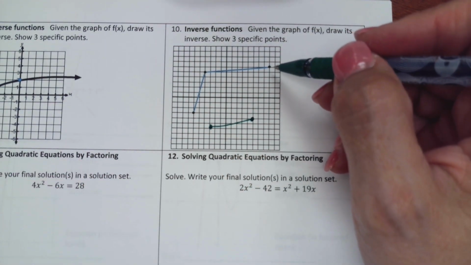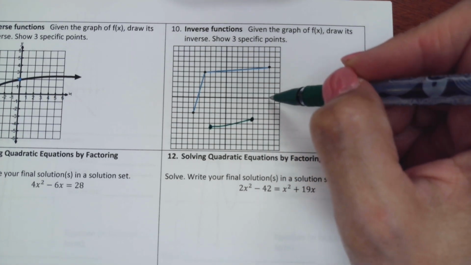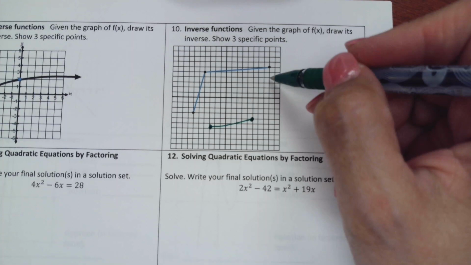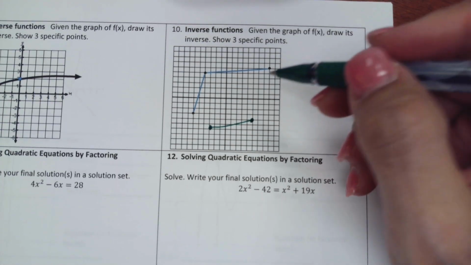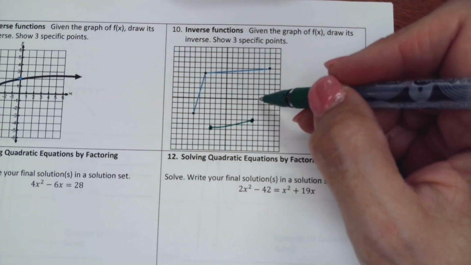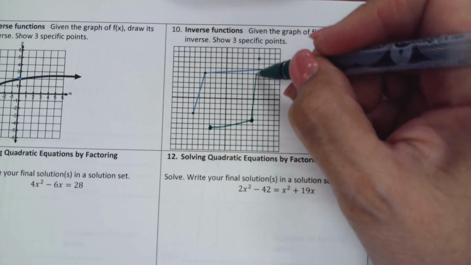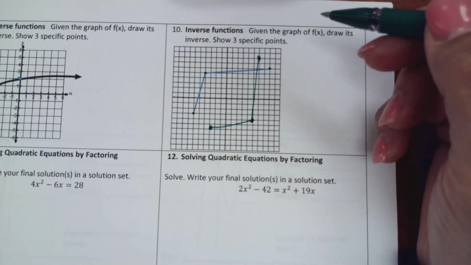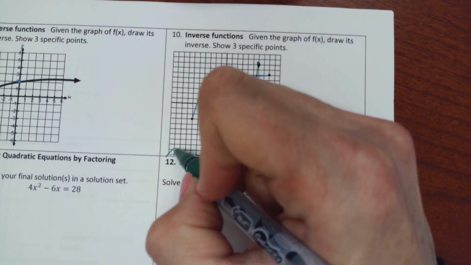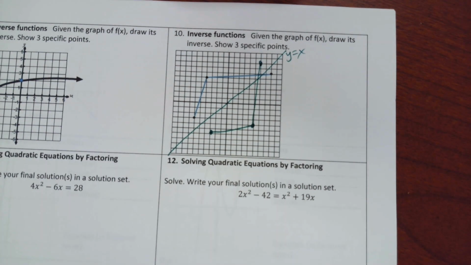And this last one, (8, 6) will change to (6, 8). All right. So also remember that the line y equals x, right down the diagonal right here, cuts that in half. So it should look like it cuts your graph in half.